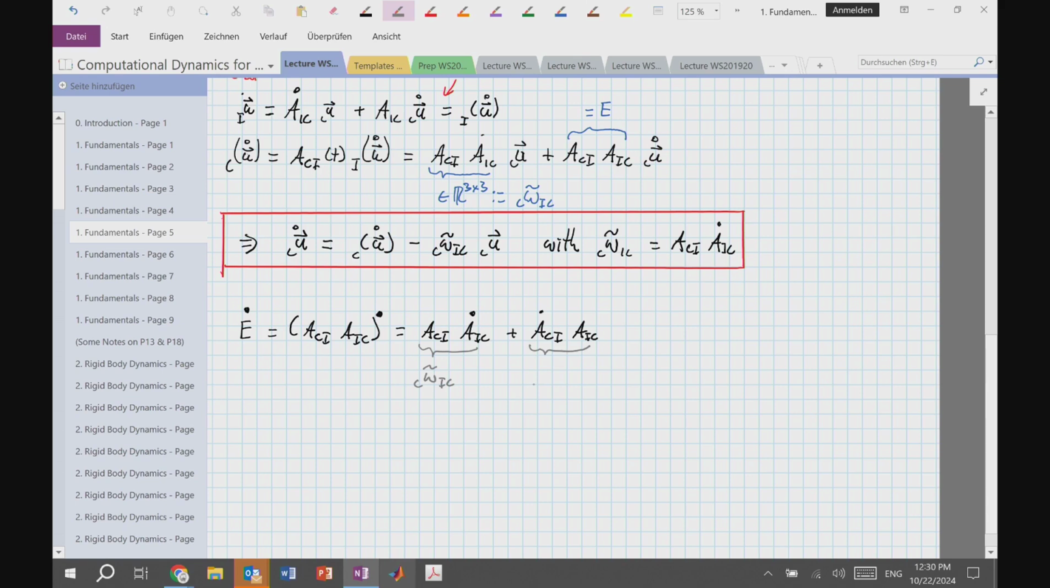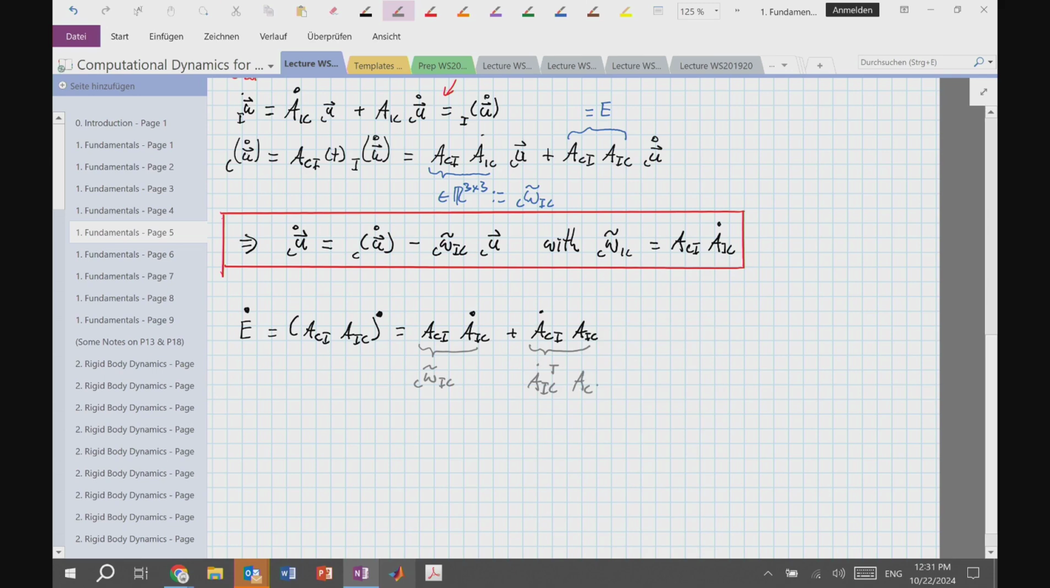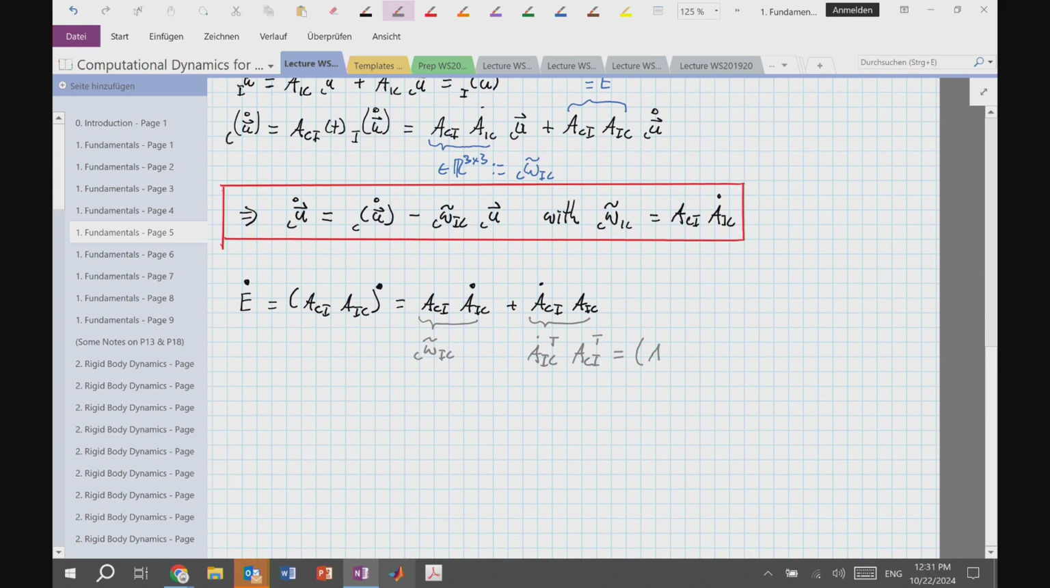This one here I need to manipulate a little bit, because I can now go ahead and instead of writing this as A_CI, I write this as A_IC transpose with a derivative on top, times A_CI transpose, which if I pull the transpose out, I get A_CI times A_IC dot, transpose, which we immediately see now is omega IC tilde in C, with, of course, a transpose.